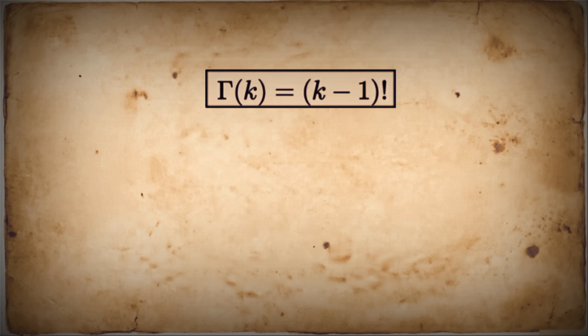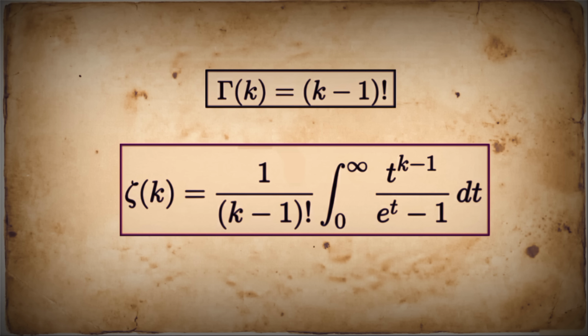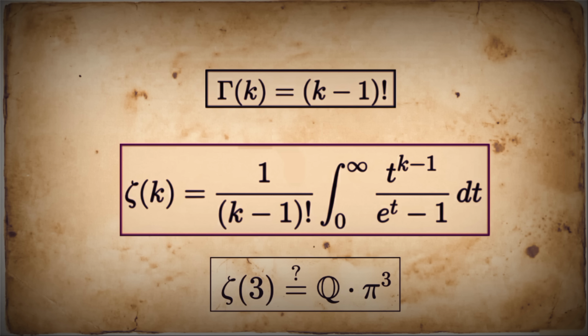For a positive integer k, the gamma function at k equals k minus 1 factorial, so the formula specializes to this. This is Riemann's integral representation of the zeta function. The derivation is clean and direct. But it does not by itself tell us why even values of k give rational multiples of pi to the power k, while odd values seem to resist any such simplification. That structural question is answered more naturally by the second approach.